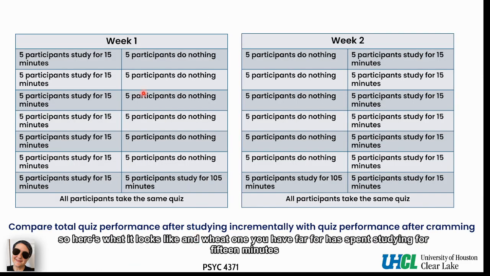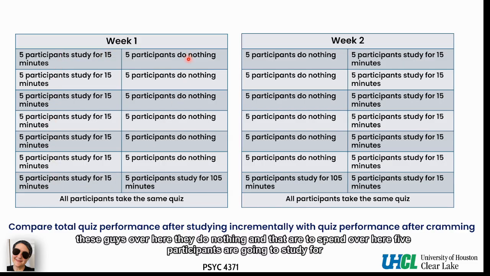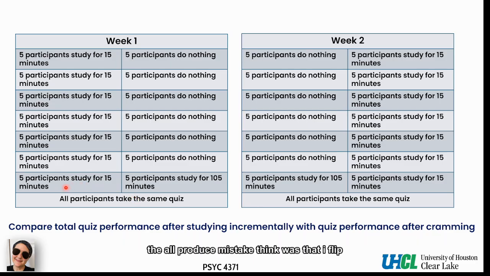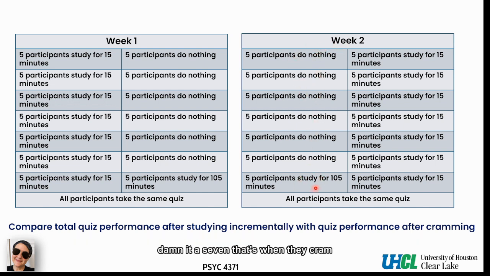So here's what it looks like in week 1. You have 5 participants studying for 15 minutes times all of the rest of them. These guys over here, they do nothing, and that participant over here, 5 participants are going to study for 105 minutes. So this is day 1, day 2, day 3, day 4, day 5, day 6, day 7. Then all participants take the same quiz. Then I flip. If they were in group 1 right here in the second week, they're going to do nothing until day 7. That's when they cram. And then the other group is going to actually study in increments.